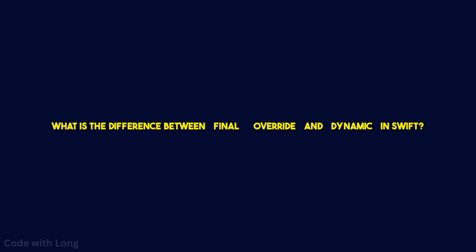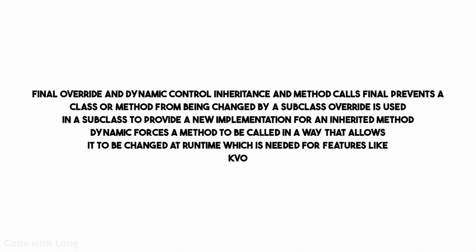What is the difference between final, override and dynamic in Swift? Final, override, and dynamic control inheritance and method calls. Final prevents a class or method from being changed by a subclass. Override is used in a subclass to provide a new implementation for an inherited method. Dynamic forces a method to be called in a way that allows it to be changed at runtime, which is needed for features like KVO.